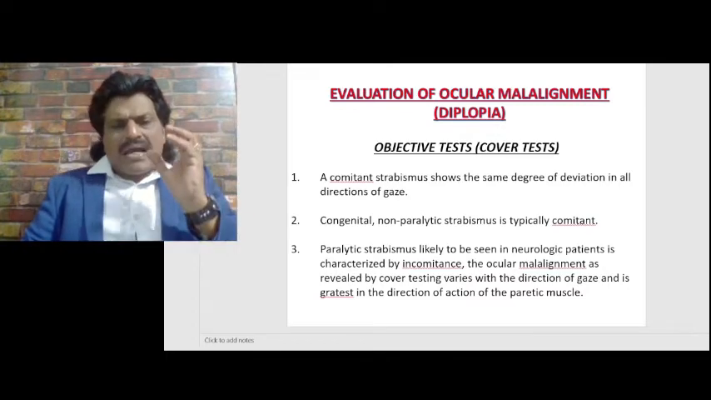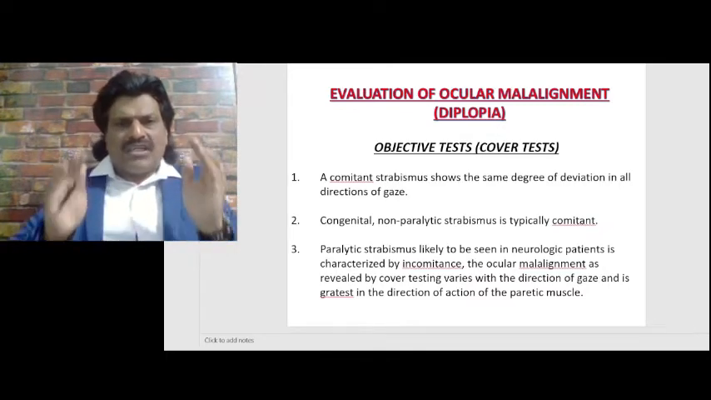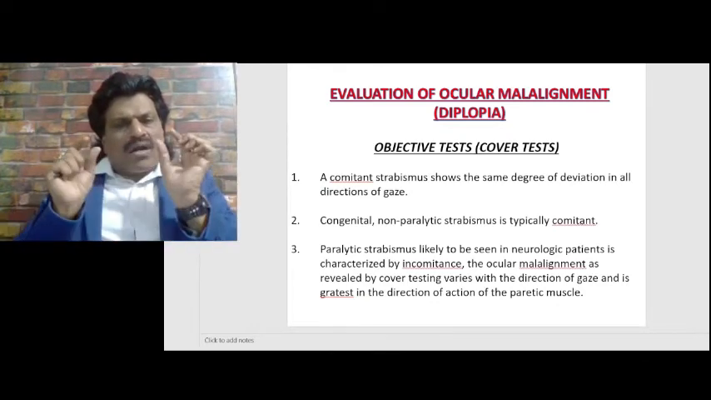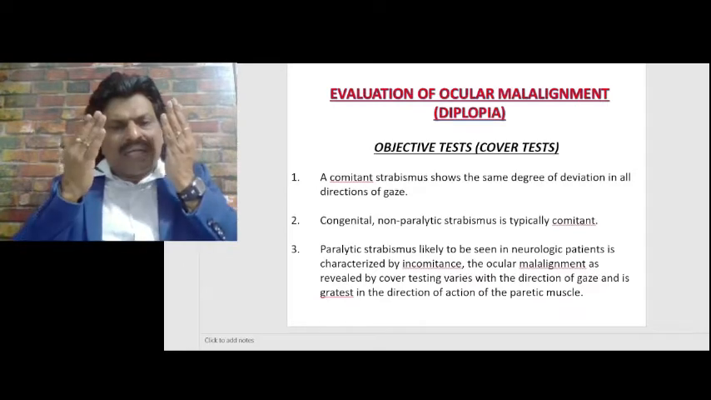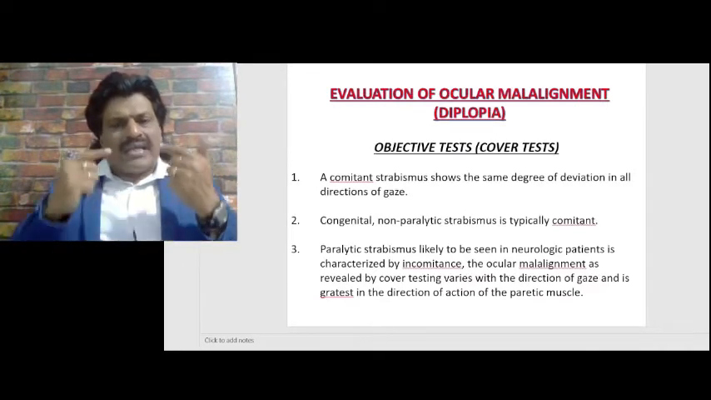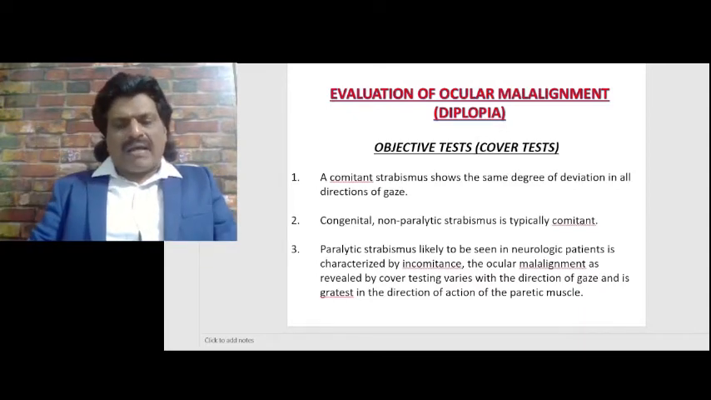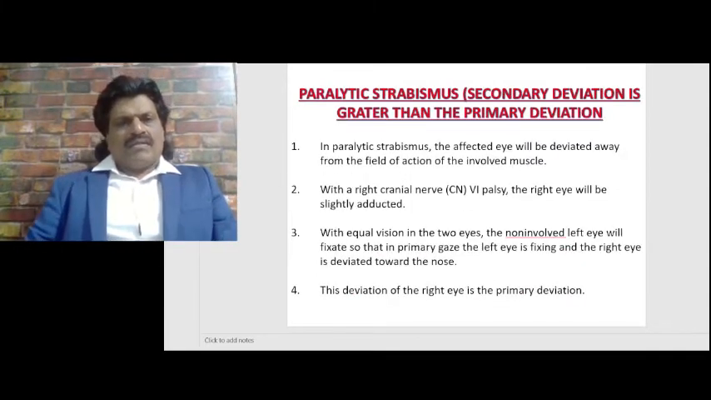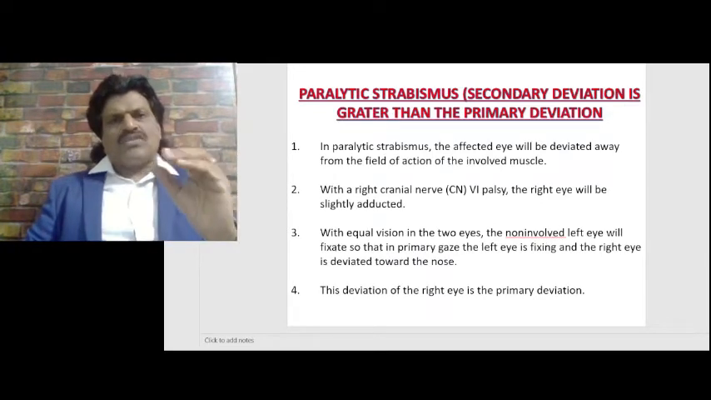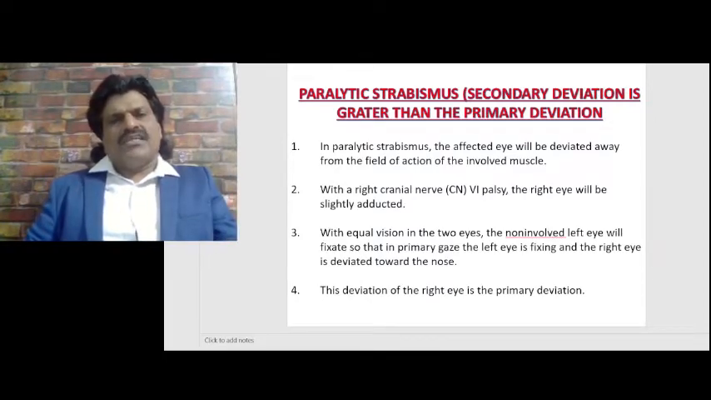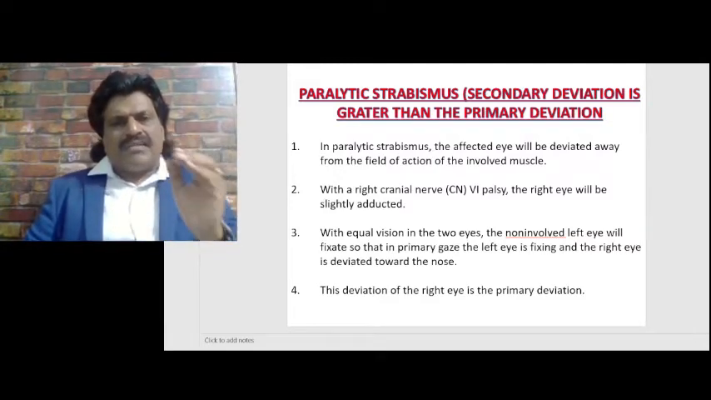Whereas paralytic strabismus, which is likely to be seen in neurologic patients, is characterized by incomitance. The ocular malalignment as revealed by cover testing varies with the direction of the gaze and is greatest in the direction of action of the paralytic muscle. Paralytic strabismus is based on the principle that secondary deviation is greater than the primary deviation.